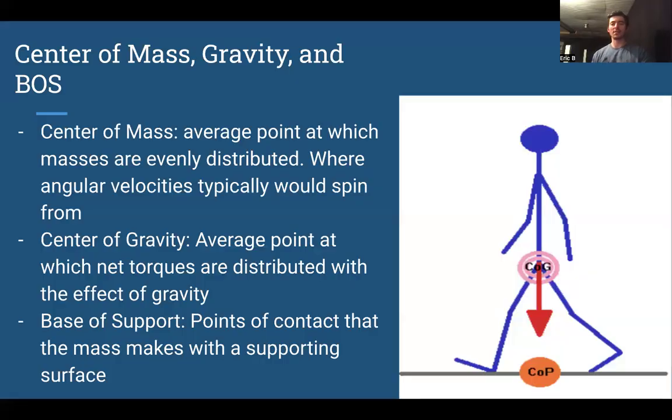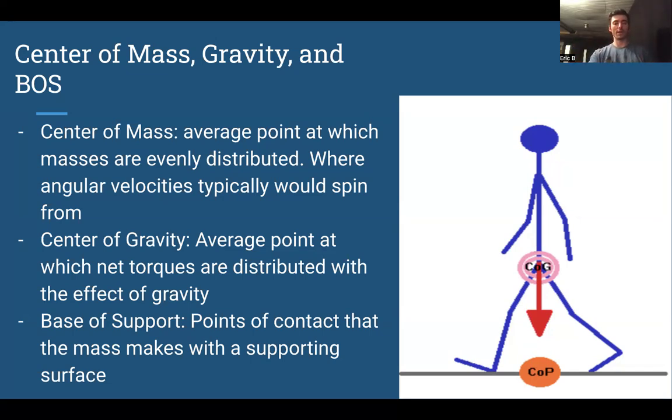So there are three main things that I want to touch on before we get further into the video. Number one is center of mass, number two is center of gravity, and thirdly, base of support. So center of mass, I like to think about it, is usually the average point in which all masses are evenly distributed within a system. And this is typically going to be the point from which angular velocities spin. So angular velocity, I like to think about as the rate at which something rotates around a pivot point.